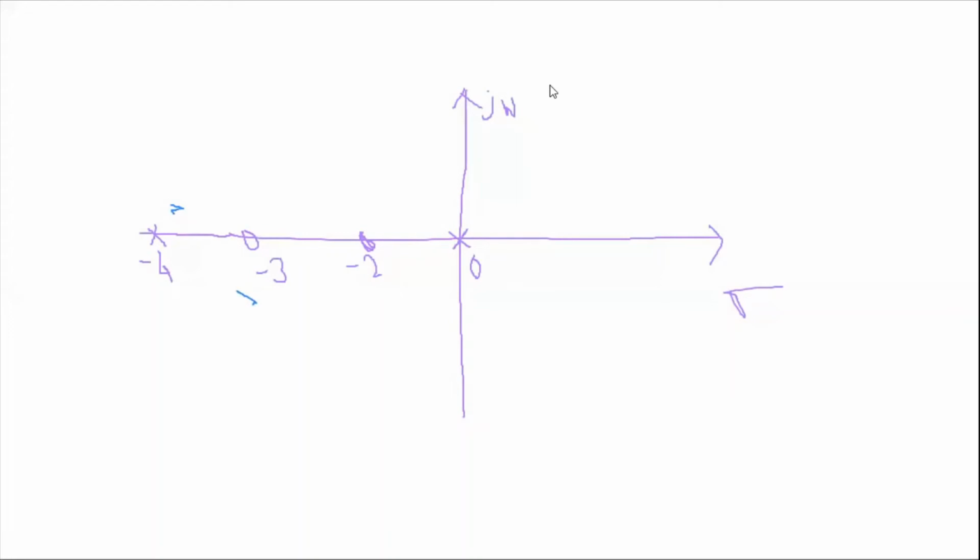Instead, the only possibility is that the root locus starts from the pole and ends at the nearest zero, and the root locus starts from this pole and ends at the nearest zero. So this is the root locus for the system. Let us cross verify in MATLAB.